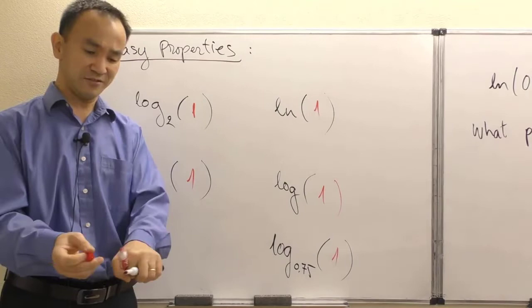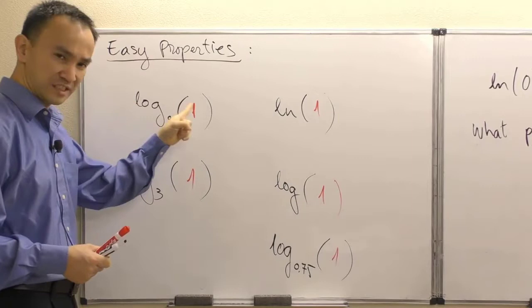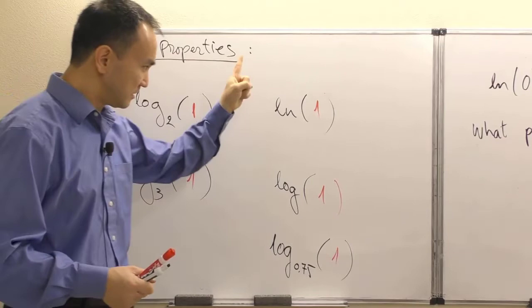I'm going to quickly navigate to the other board. We have about 5 quick questions here. Log base 2 of 1, what's the answer? Log base 3 of 1, what's the answer? Log base e of 1, what's the answer? These are all of 1, and of 1, and of 1.